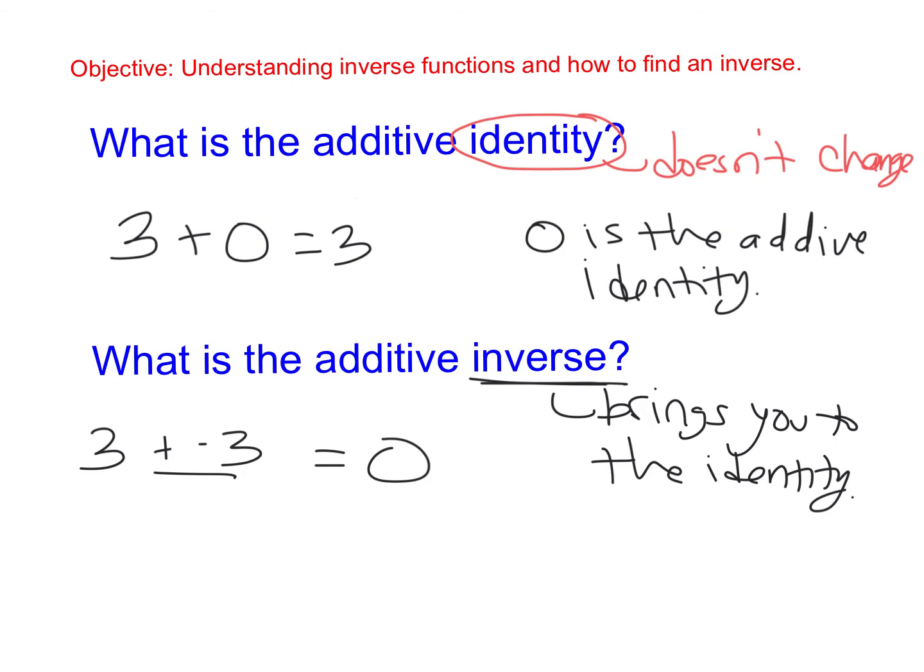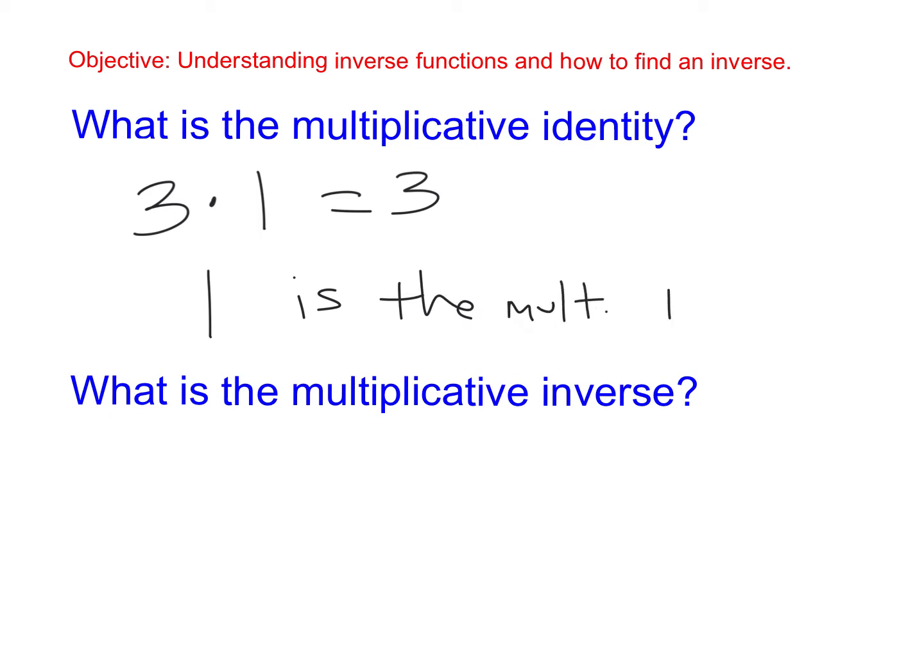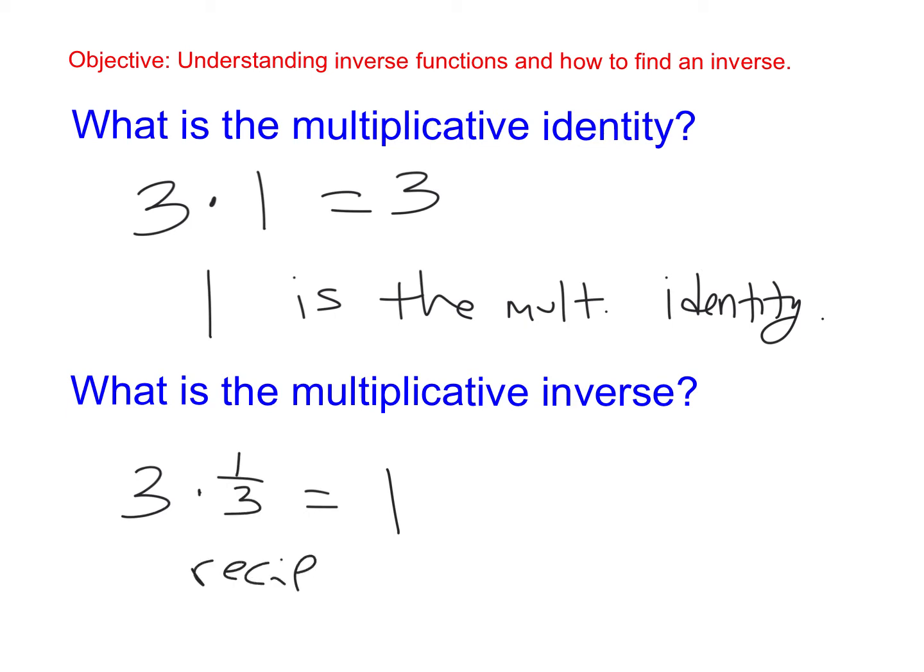And so this is additive, so now multiplicative, or multiplying. So what is the identity when you multiply? 3 times what? What does not change the number 3? 1, right? So 1 is the multiplicative identity. So what is the multiplicative inverse? 3 times what is 1? Remember, inverse brings you back to your identity. 1 is the identity. 1/3, the reciprocal. So the reciprocal of a number is the multiplicative inverse.